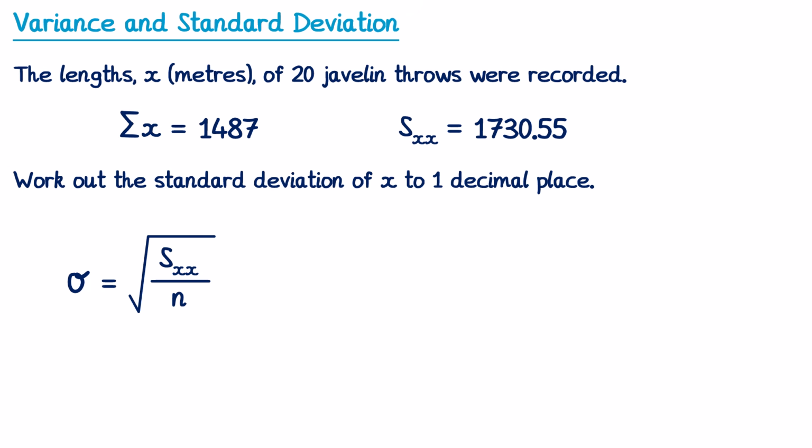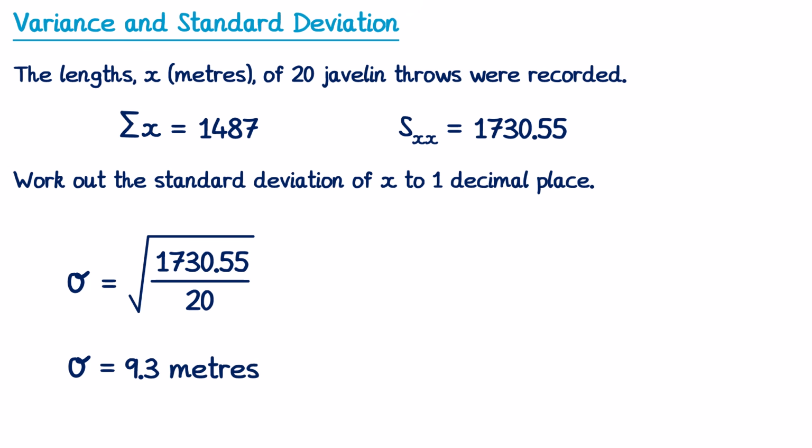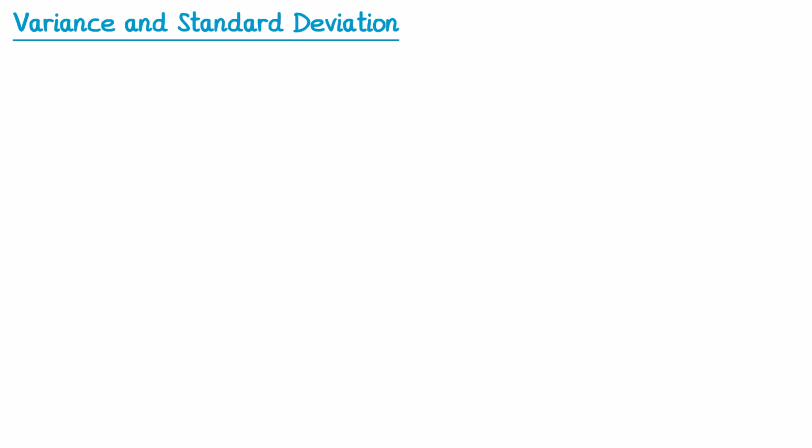So remember, Sxx is just the same as the numerator of the original formula, the sum of (x minus x bar) all squared. So all we need to do is replace the numerator, Sxx, with 1730.55, and n will be the number of javelin throws given in the question, which is 20. We then type this into the calculator and you'll get a standard deviation to one decimal place of 9.3 meters. So you just need to be aware that Sxx is another way of writing the sum of (x minus x bar) all squared.